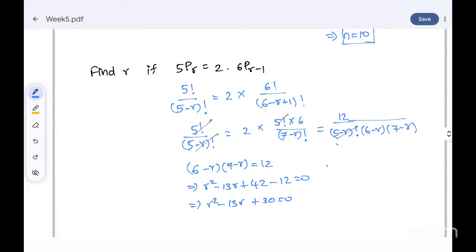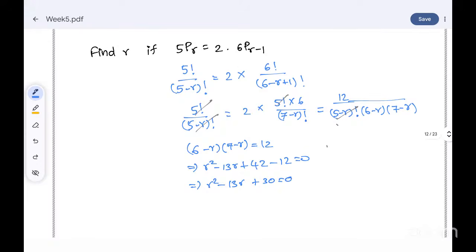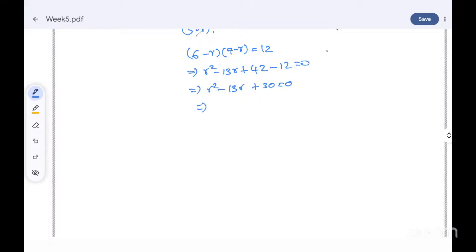So what will you have? r square minus 10r minus 3r. So we'll have (r minus 10) into (r minus 3). So basically you have two options: r is equal to 3 or 10.